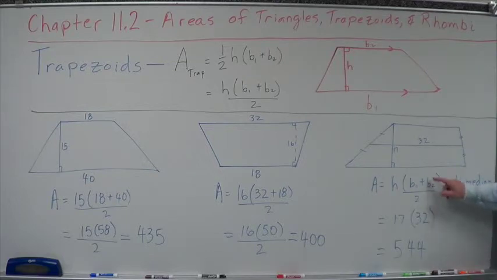Okay? This right here represents the 32, which is the median, h times the median. This right here is the equation for the median. Okay? Samples of trapezoid. Remember, you may have to use some trigonometric ratios or special right triangles to find that height or to find one of the bases.